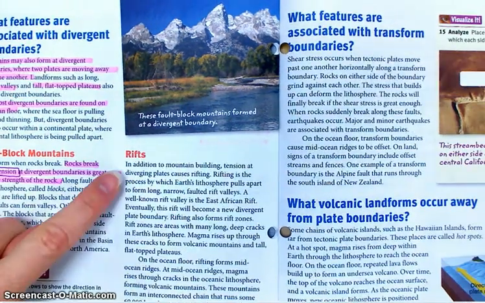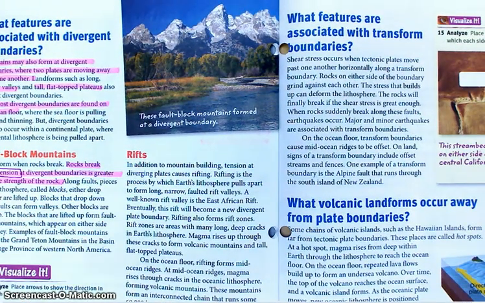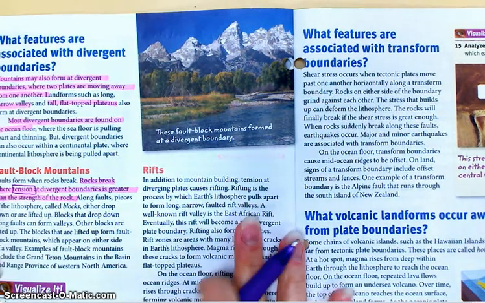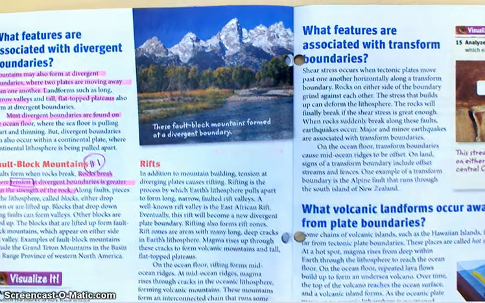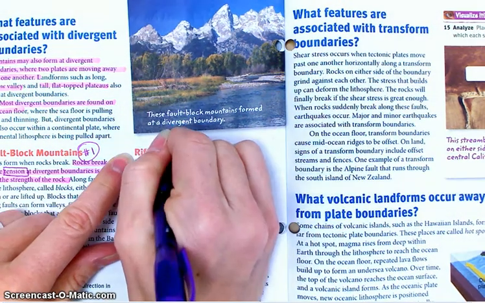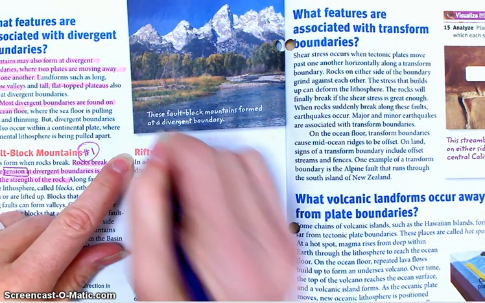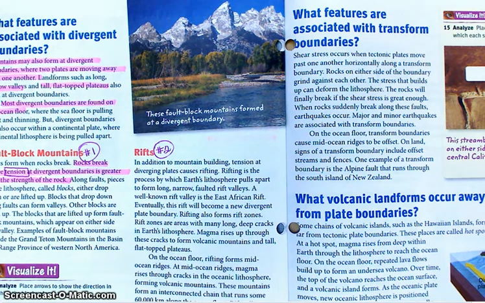Another feature, so hang on, let's do our little organizational thing. Features associated with divergent boundaries. Feature number 1, fault block mountains. Feature number 2 associated with divergent boundaries is something called a rift. In addition to mountain building, tension at divergent plates causes rifting. Rifting is the process by which Earth's lithosphere pulls apart to form long, narrow, faulted rift valleys. A well-known rift valley is the East Africa Rift. Eventually this rift will become a new divergent plate boundary.